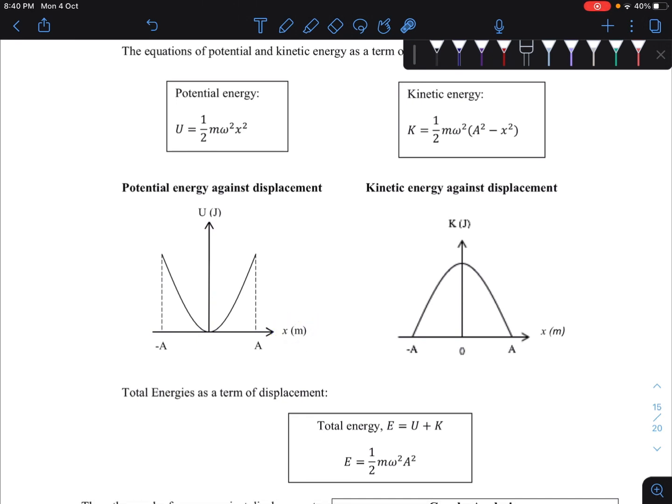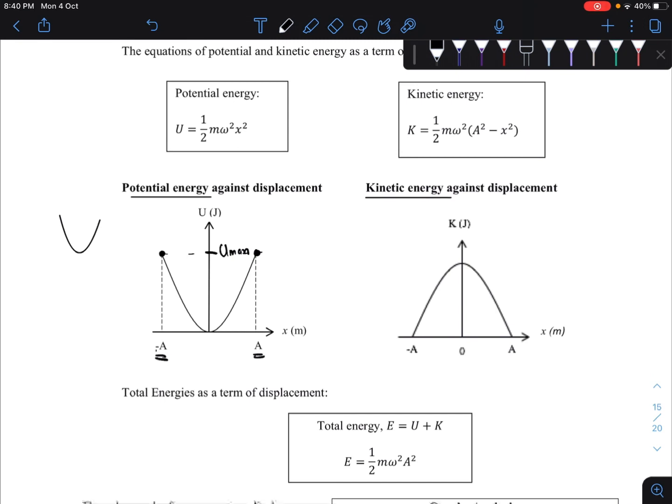So apa yang kita akan ada dekat sini adalah ini yang paling maksimum, ini kita cakap maximum potential energy, U maximum. And then kita punya graph starts from minimum displacement dan juga maximum displacement. Minimum displacement ni sebenarnya opposite direction sahajalah. So with negative A and also positive A dekat sini, which is your amplitude. Dan bentuk untuk potential energy graph adalah a smiley, iaitu U kita lah. So kita akan ada bentuk U.